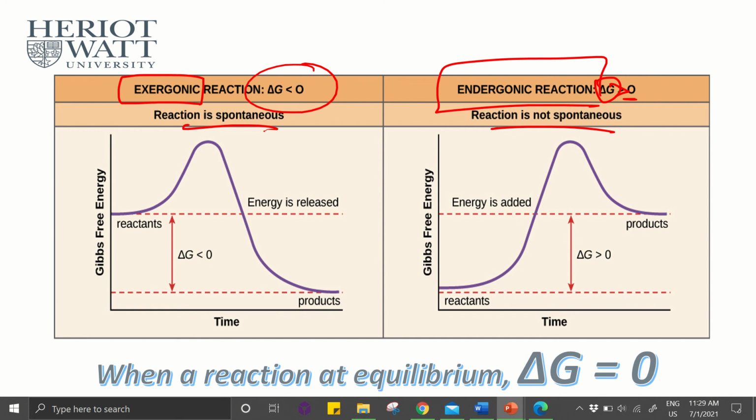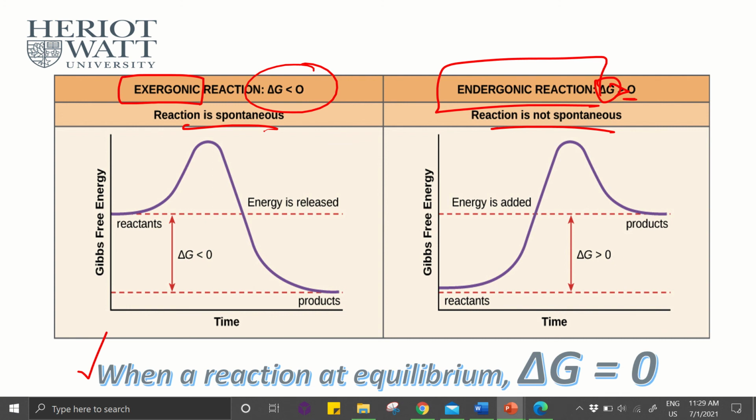When Gibbs free energy is positive, then the reaction is not spontaneous. When Gibbs free energy is negative, then the reaction is considered a spontaneous reaction. Hope you don't get confused here. This will be the graph, and then look at that. This is important: when a reaction is at equilibrium, then the Gibbs free energy is equivalent to 0.